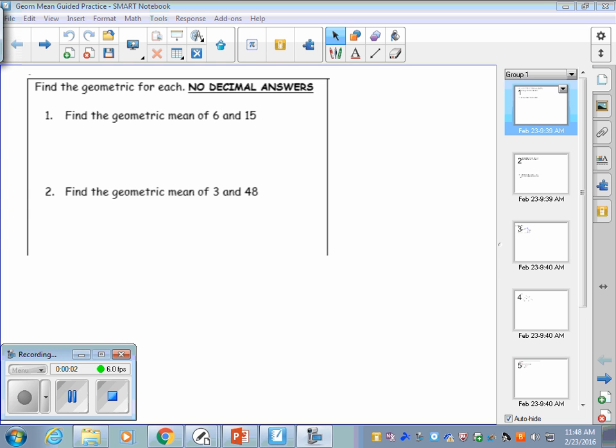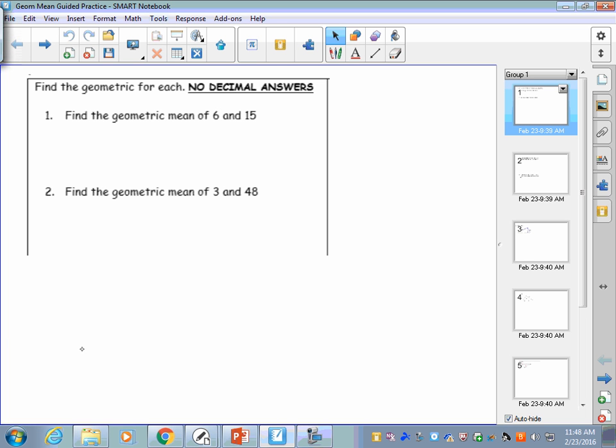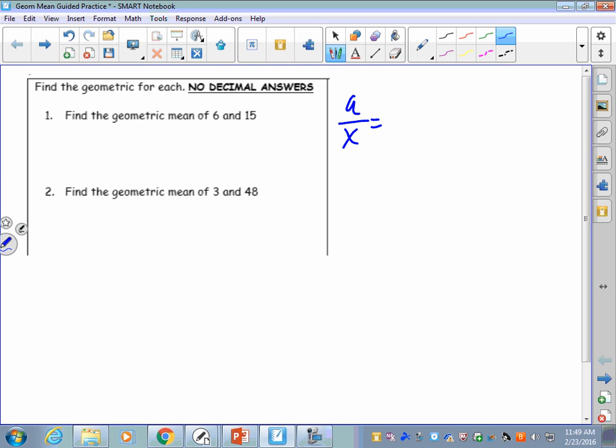Alright, so I need you to finish your notes. You asked for some more explanations with finding the other extreme when given the geometric mean. Most of you are real good about following the two-number rule when I give you the two numbers, which basically says a number over x equals x over that number. So just to recap, a and b, when I cross multiply them, those are our extremes, and the x times x, that is the geometric mean.